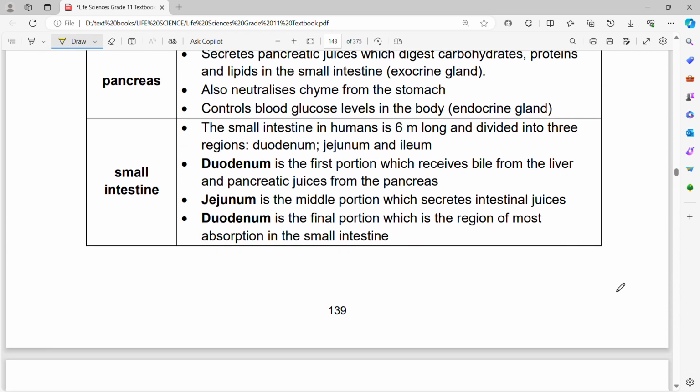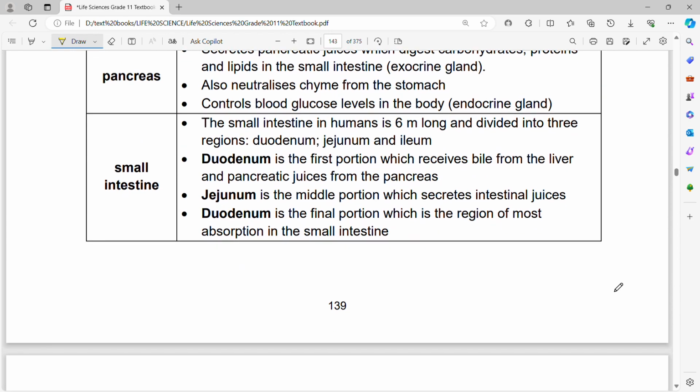Blood sugar level is controlled through the endocrine gland. Then we have the small intestine. The small intestine in humans is 6 meters long and it is divided into 3 parts: duodenum, jejunum and ileum.